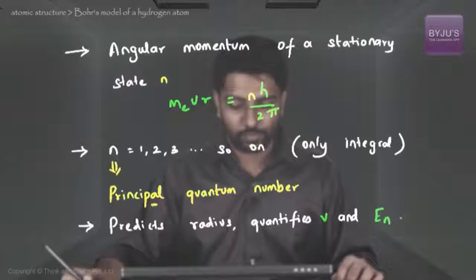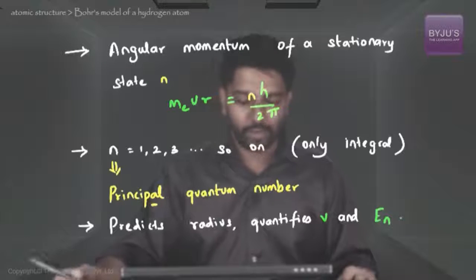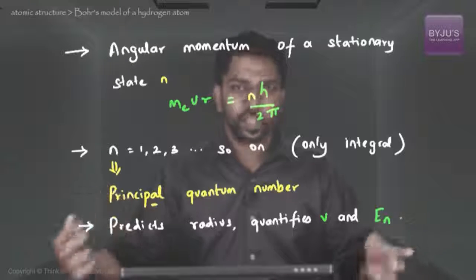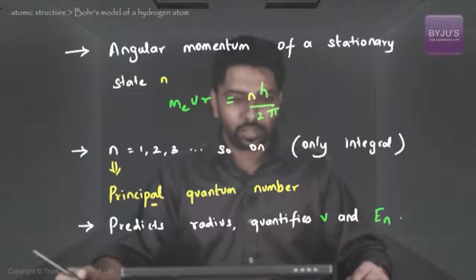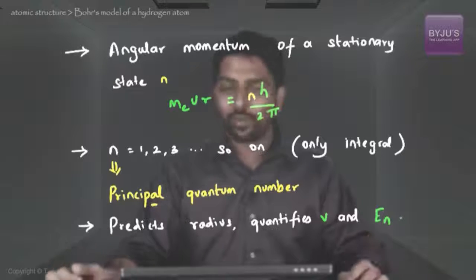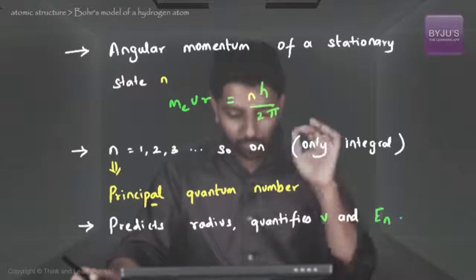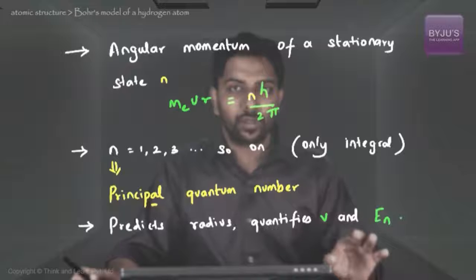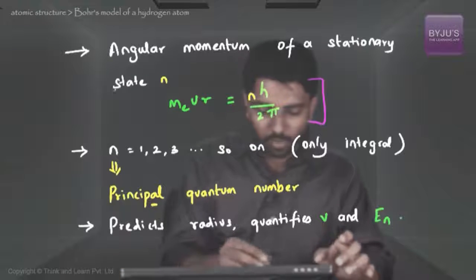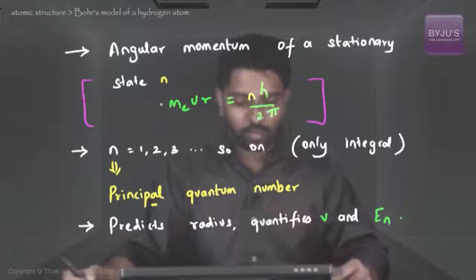Angular momentum of a stationary state n is given by a formula which you will later study in physics. The angular momentum is the rate with which an angular sweep is happening and so on. Right now I'm not going to go into the physics, but for the time being it suffices to say that you need to keep this relationship in mind. I'm talking about this equation.